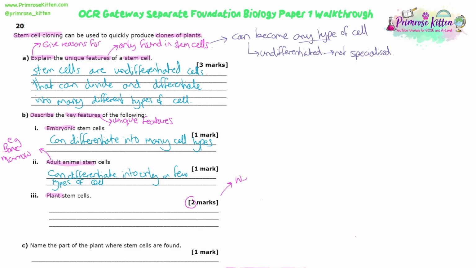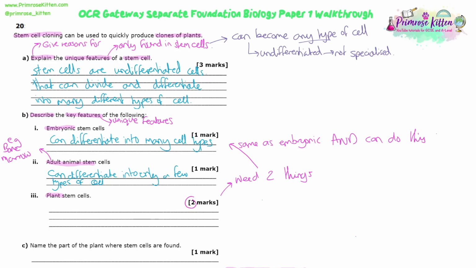And then we have plant stem cells. This one's slightly different. You can see we've got more lines because it's 2 marks. So we need to say 2 key features about plant stem cells to get 2 marks here. Can't just say 1 like the others. So that must mean there's something extra to say. They have the same feature as embryonic in that they can become any plant cell, but they have this added ability that they can do this throughout the life of the plant.